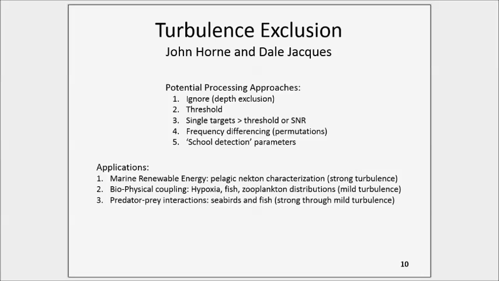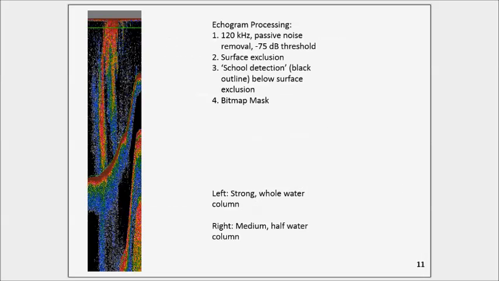predator-prey interactions between seabirds and fish, and that presented a whole range of noisy environments from mild through turbulent, strongly turbulent. So if you go to the next slide, number 11, I'm going to show 3 different examples of using the schools detection module within Echoview, and just give you a sense of the processing, what the raw data looks like, and where we end up. All these examples are using 120 kilohertz data. That's not chosen for any particular reason.